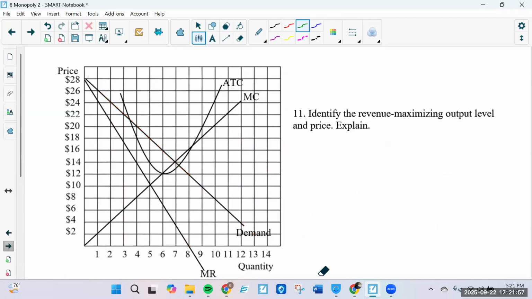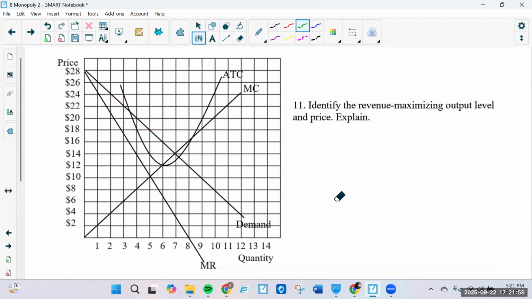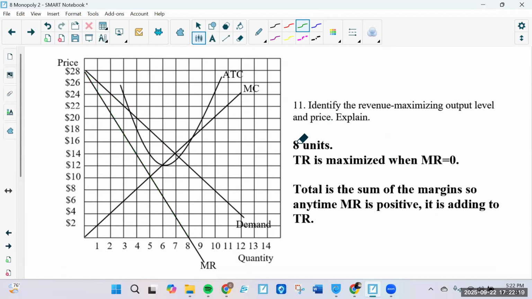So, identify the revenue maximizing level of output. Okay, revenue is maximized when total revenue is at its highest, right? Well, total revenue is the sum of the marginals. So as long as marginal revenue is positive, total revenue is going up. So the revenue maximizing quantity is 8 units, because marginal revenue is positive, positive, positive, positive. When it hits there, it starts to go down.